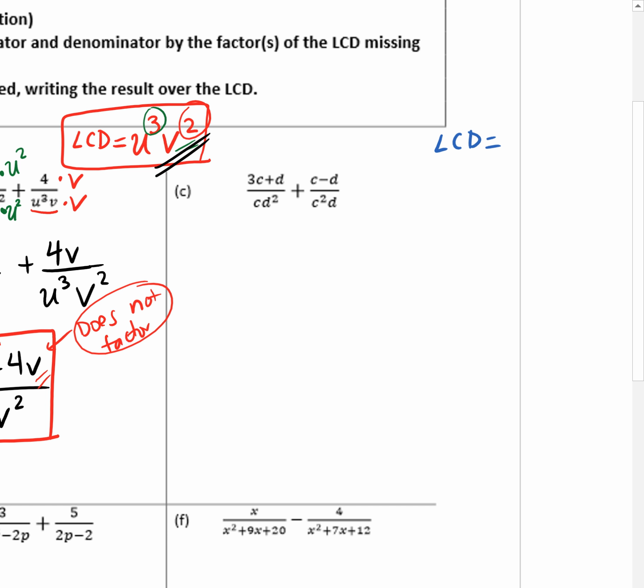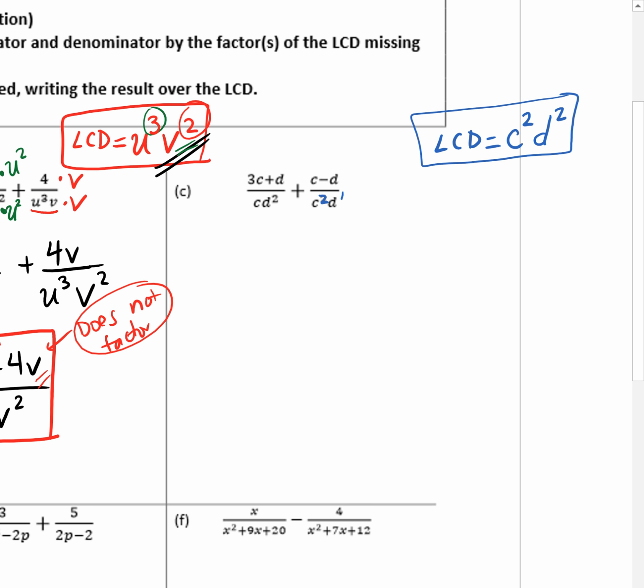Between the denominators, all I see are some c's and some d's. That's about it. And for the c's, the powers I see are 1 on the first guy and 2 on the second guy. The larger of those is 2, so I want 2. For the d's, the power on the first one is 2. The power on the second one is a 1. The larger of those is 2. My least common denominator must be a c squared and a d squared together.